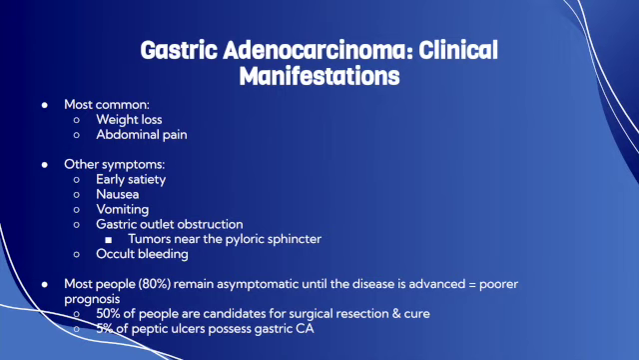Clinical manifestations, so the two most common ones are weight loss and abdominal pain. Other symptoms may include early satiety, nausea, vomiting, gastric outlet obstruction, which is tumors near the pyloric sphincter, and occult bleeding. Most people, around 80%, remain asymptomatic until the disease is advanced, which leads to a poor prognosis. 50% of people are candidates for surgical resection and cure. 5% of peptic ulcers possess gastric cancer.